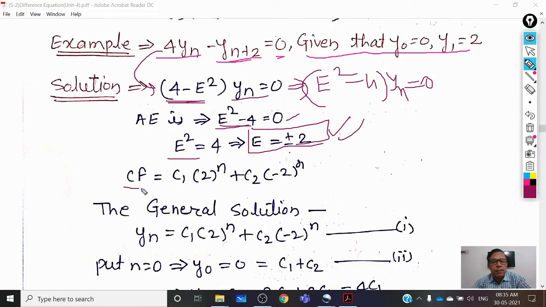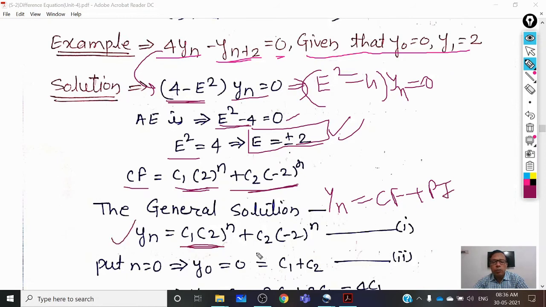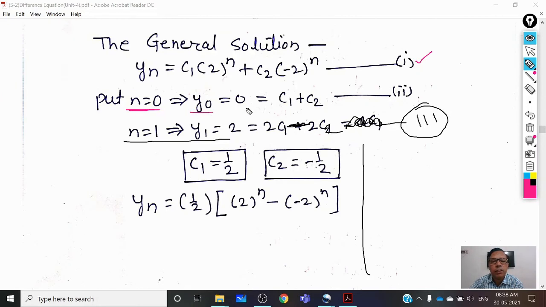So CF is C1 into 2 power n plus C2 into minus 2 power n. So the general solution is y_n equal to CF plus PI and PI is 0 here, since the right hand side is 0. So the general solution is y_n equal to C1 into 2 power n plus C2 into minus 2 power n. I call it equation number 1. So by conditions, put n equal to 0 means y0 equal to 0 means C1 plus C2 equal to 0, equation number 2. And for n equal to 1, y1 equal to 2 means 2C1 minus 2C2. Suppose this is equation number 3.